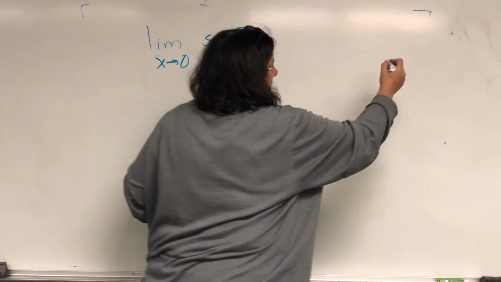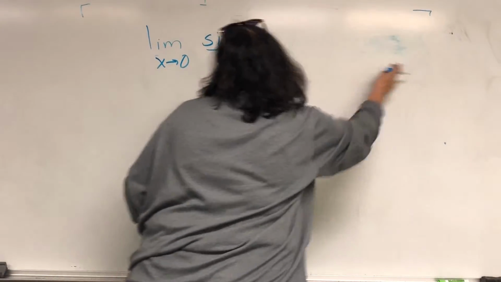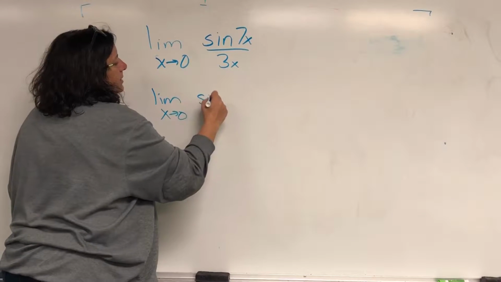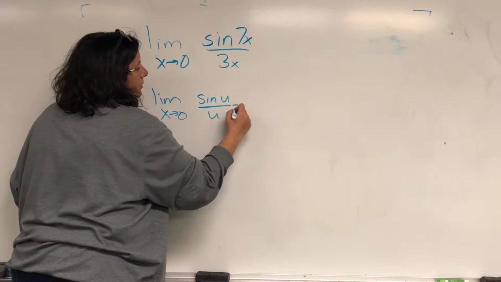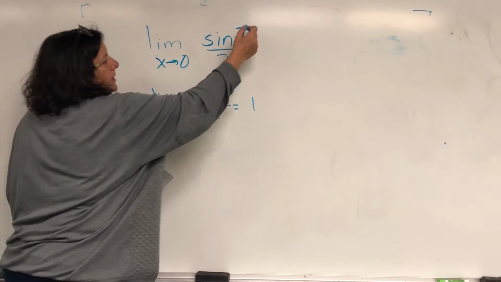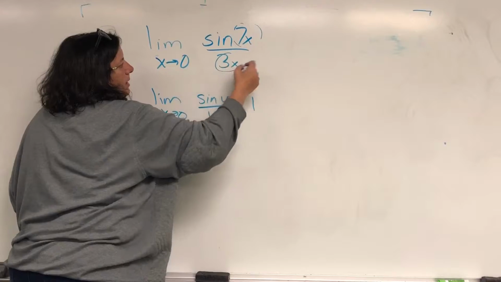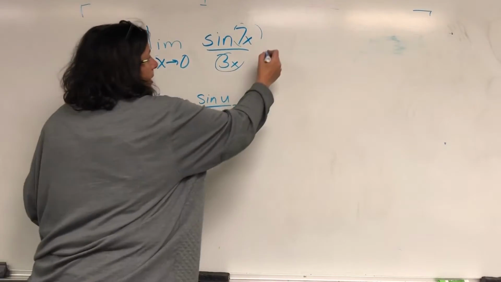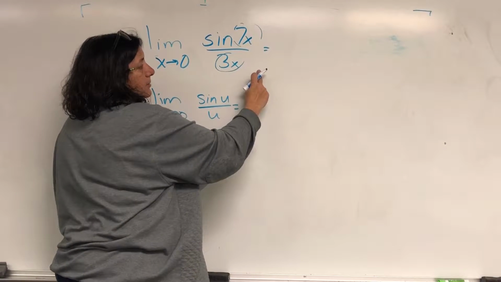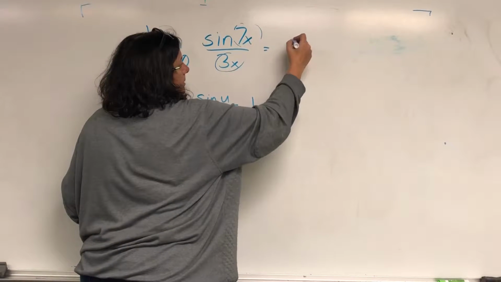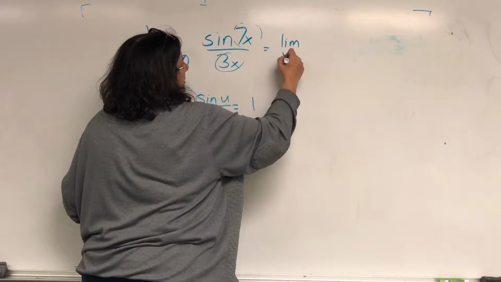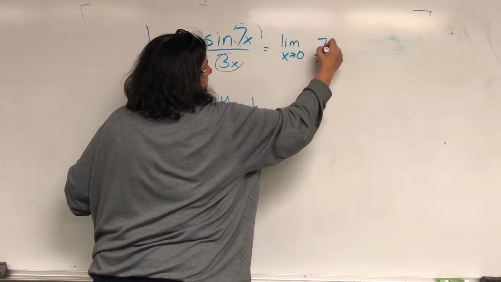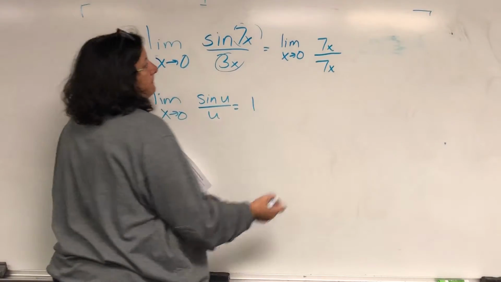Because I know that the limit as x approaches 0 of sine u over u equals 1. If I can make this argument and the denominator match, then I'm going to be able to use this rule. So what I need is for my denominator to become 7x. To do that legally, I want 7x on the bottom, which means I'm going to need to multiply top and bottom by 7x.